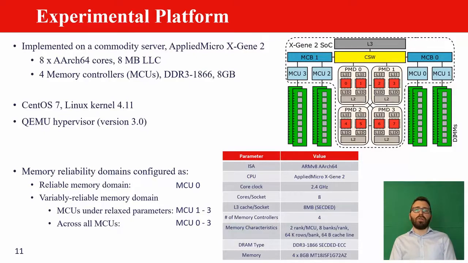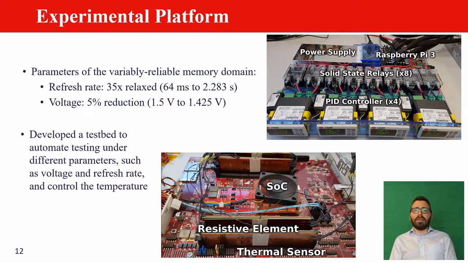As the server has 4 memory controllers, we configure the reliable memory domain to consist of 1 memory controller, while the variably reliable memory domain can have 2 configurations, either the 3 memory controllers operating under relaxed parameter or across all 4 memory controllers. The specific server enables relaxing the refresh rate up to 35 times, which can be controlled for each memory controller separately, and lowering the voltage by 5% for each pair of memory controllers. In order to stress the system, we have developed a thermal testbed for the DDR3 DIMMs that allow us to control the temperature into ranges that uncorrectable errors are introduced in the execution of the applications.